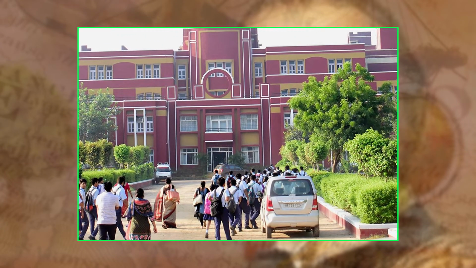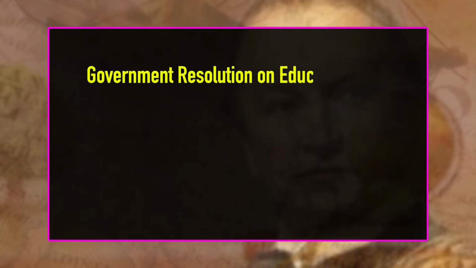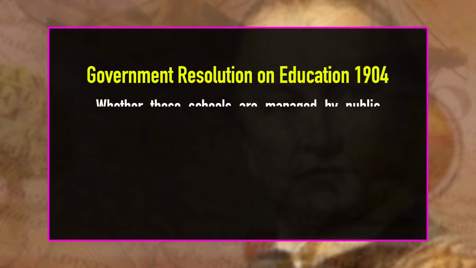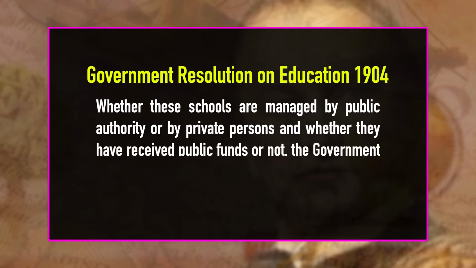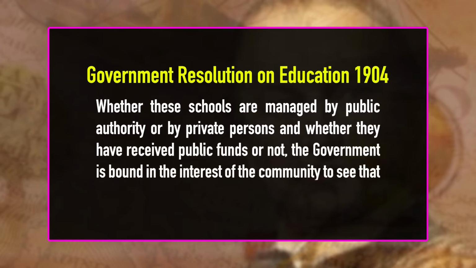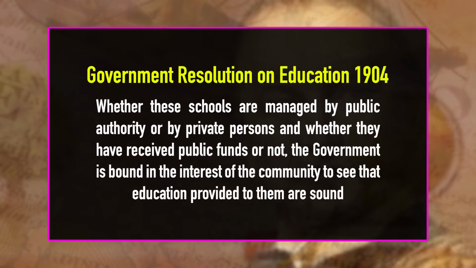As a result, the number of private schools increased. Although the government fixed certain rules and regulations for the government-aided schools, there was no such regulation for the privately managed schools, most of which were inefficiently and poorly staffed and poorly equipped. The Government Resolution on Education of 1904 stated that whether these schools are managed by public authority or by private persons, and whether they have received public funds or not, the government is bound in the interest of the community to see that the education provided to them is sound.